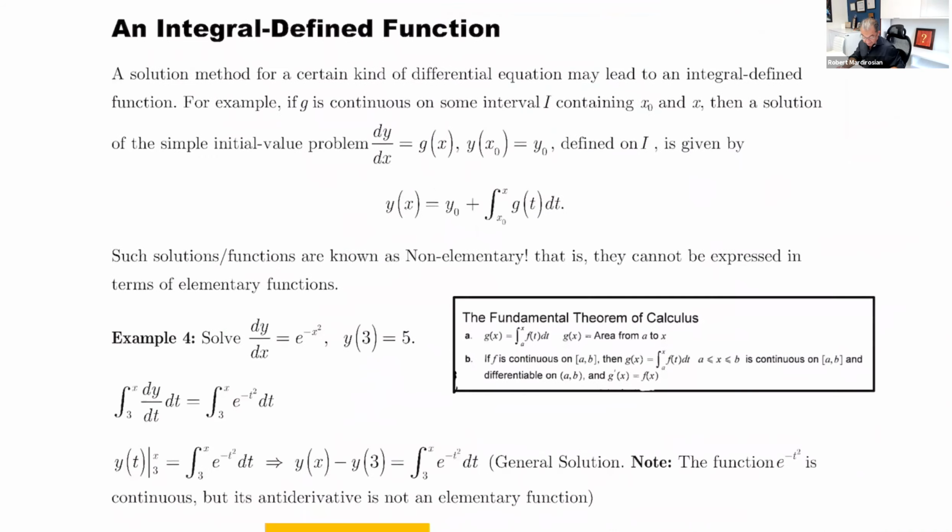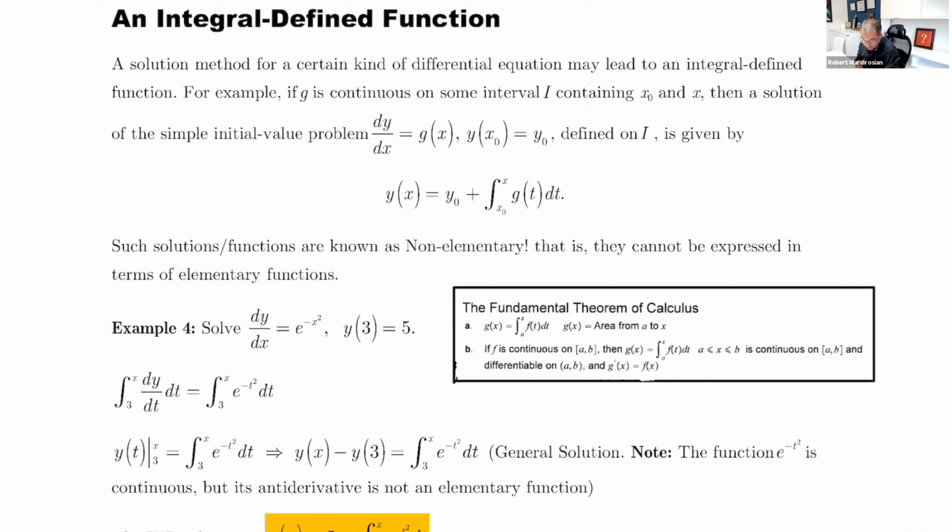Now sometimes we have an integral defined function. A solution method for a certain kind of differential equation may lead to an integral defined function. That means the solution is an integral itself. For example, if g is continuous on some interval I containing x0 and x, then a solution of the simple initial value problem dy/dx equals g of x has the solution defined as an integral.